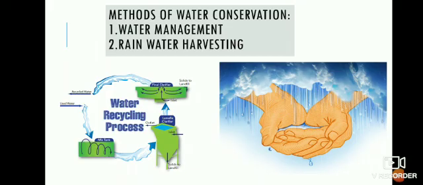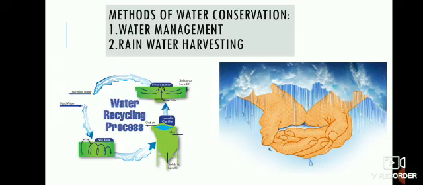Methods of water conservation. We can conserve water by water management and also by rainwater harvesting methods. So let us see about water management. Water management consists of the following factors: bringing awareness about the bad effects of throwing wastes into water bodies, recycling of water by separating pollutants, minimizing the use of chemical fertilizers in agriculture.